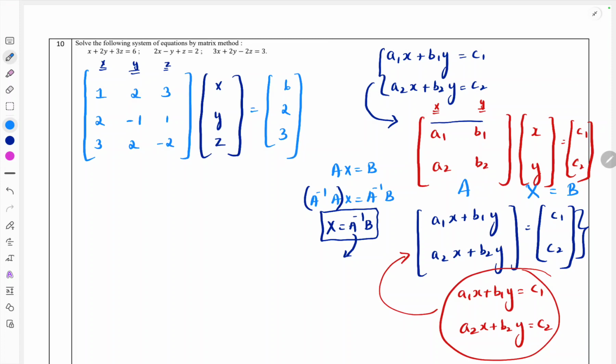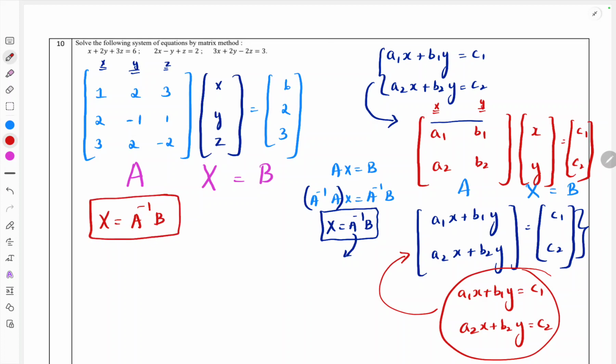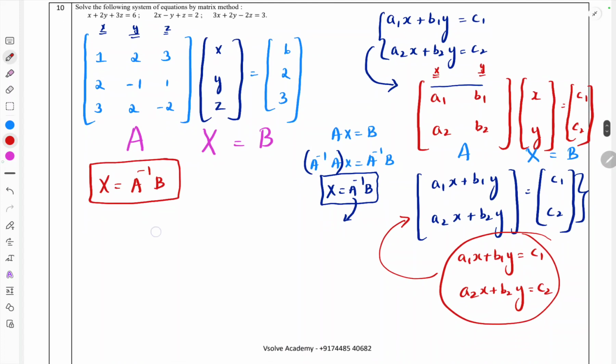Okay. Now from here, this is matrix A, this is matrix X, and this is matrix B. So the X matrix only we have to find. So X will be equal to A inverse B, which means for this matrix A we have to find A inverse. Before finding A inverse, first I will check the value of the determinant of A.